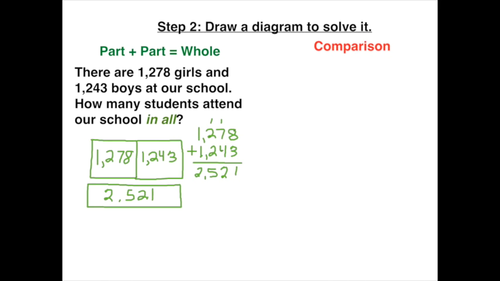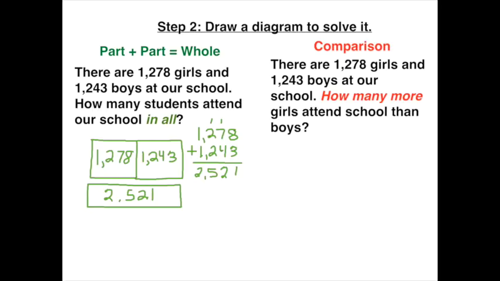Now, here's a comparison problem. We're going to be looking for a difference between two numbers. Notice how it's different. Still the same information, but we're finding something different now. There are 1,278 girls and 1,243 boys at our school. How many more girls attend school than boys? Aha, how many more means I'm going to be subtracting. So let's first of all draw the model of what this looks like. Okay, here we go.